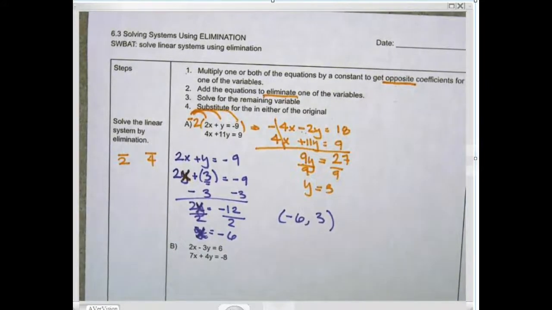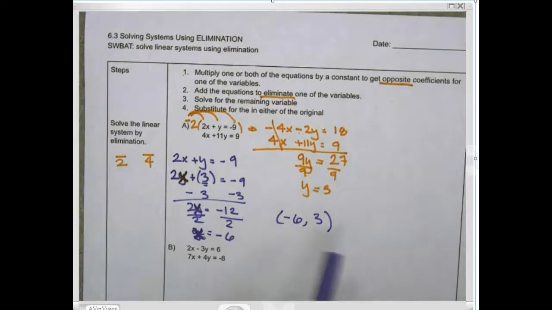It's crazy. x is negative 6. y is 3. So as a coordinate, negative 6 and 3.